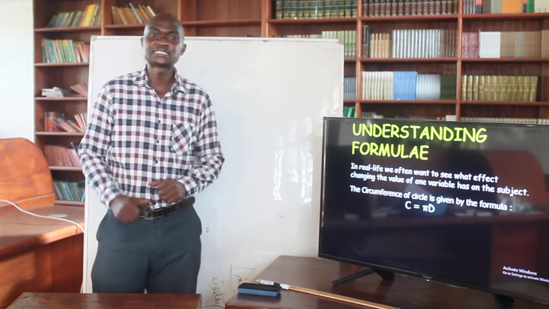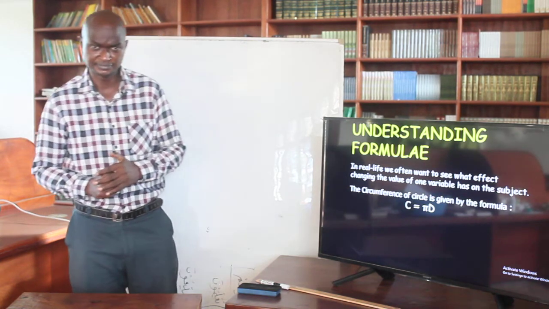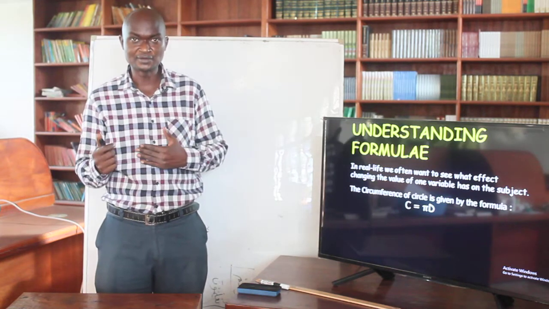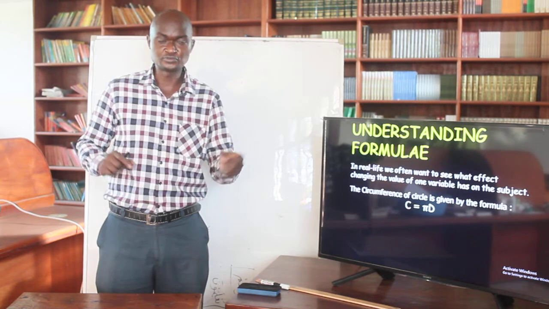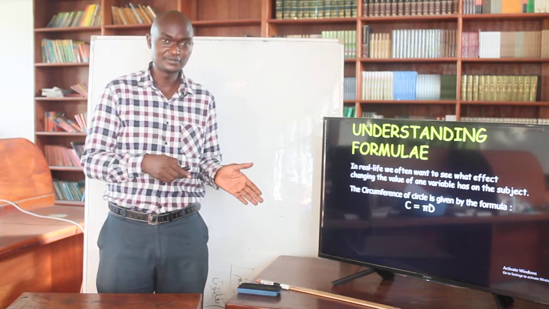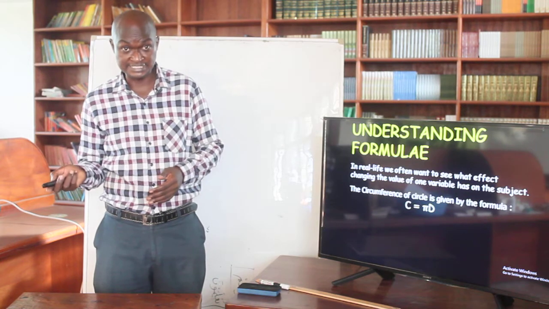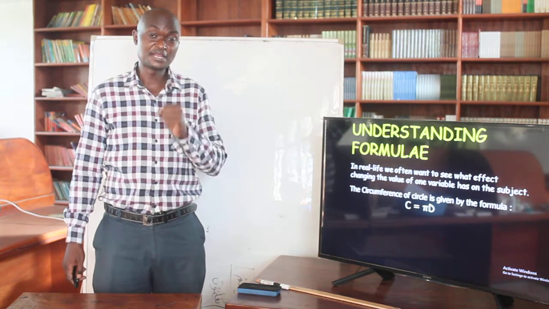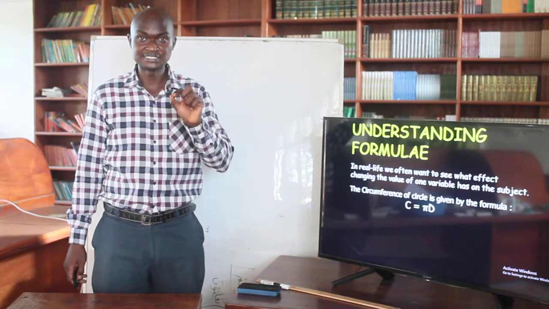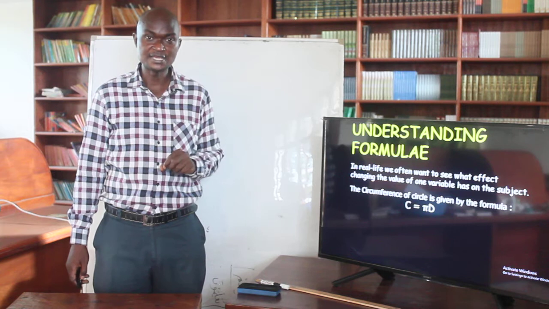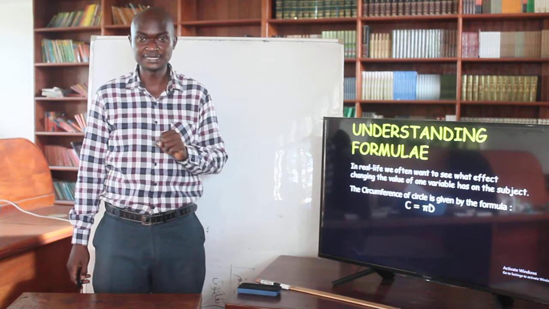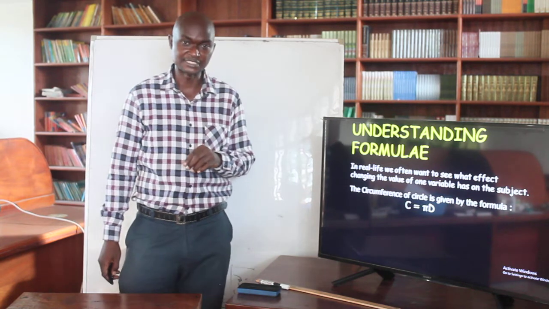Now, what do we understand by formula? In real life, we want to see what will happen when you change one value to the next value, or to what we call the subject. You vary one value, and then you see what happens to the subject. For example, the formula for finding the circumference of a circle is C equals pi d, where C stands for circumference, pi is a constant, 22/7, and d is the diameter.